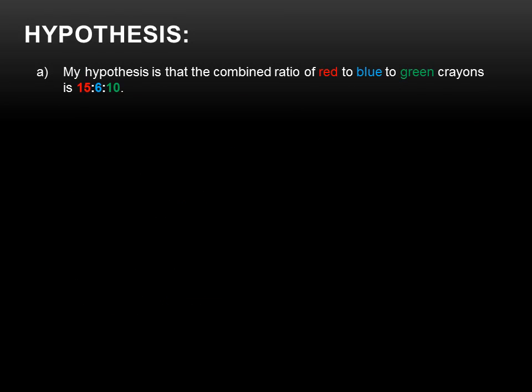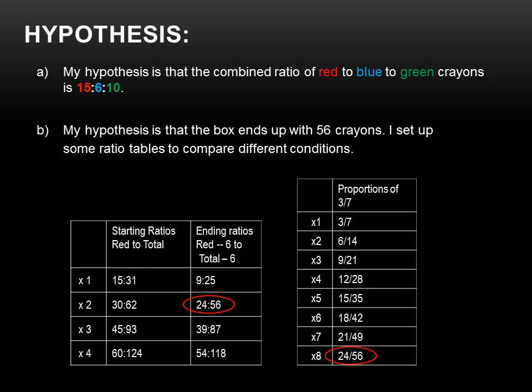My hypothesis for part A is that the combined ratio of red to blue to green crayons is 15 to 6 to 10. My hypothesis for part B is that the box ends up with 56 crayons. The ratio tables below, based on the starting and ending conditions, support my hypothesis.